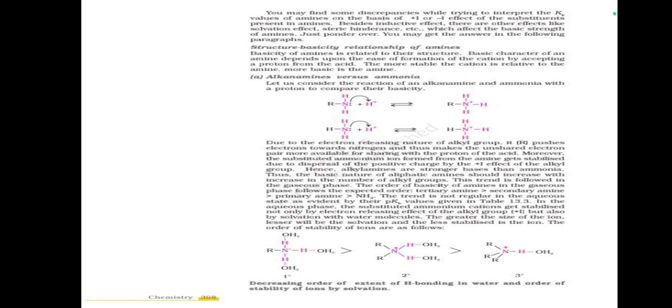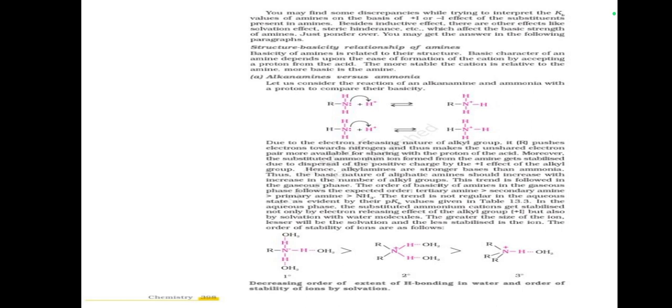Thus, the basic nature of aliphatic amines should increase with increase in the number of alkyl groups. This trend is followed in the gaseous phase. The order of basicity of amines in the gaseous phase follows the expected order: tertiary amine is greater than secondary amine is greater than primary amine is greater than NH3. The trend is not regular in the aqueous state, as evident by their pKb values given in Table 13.3.